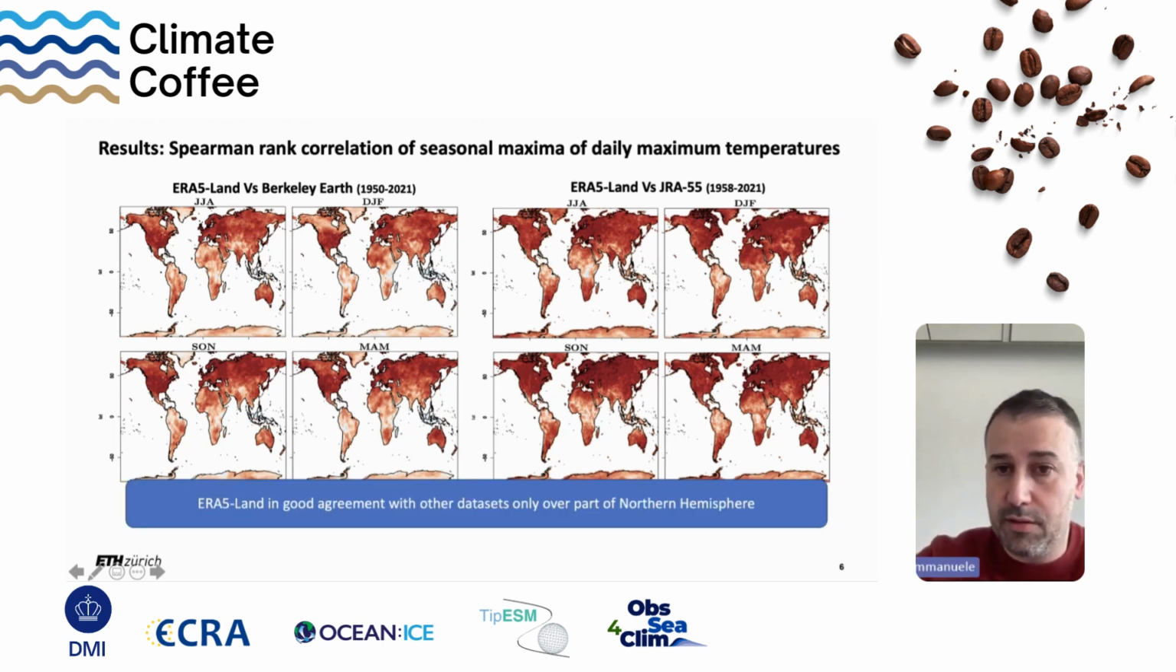But overall, over the Northern Hemisphere, basically, ERA5 is in good agreement with the other datasets, and we think that it is reliable to conduct any kind of analysis in terms of heat waves.